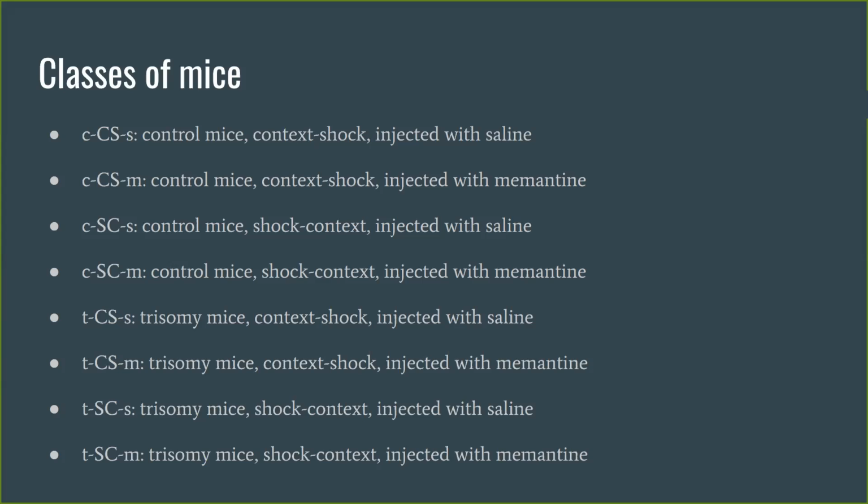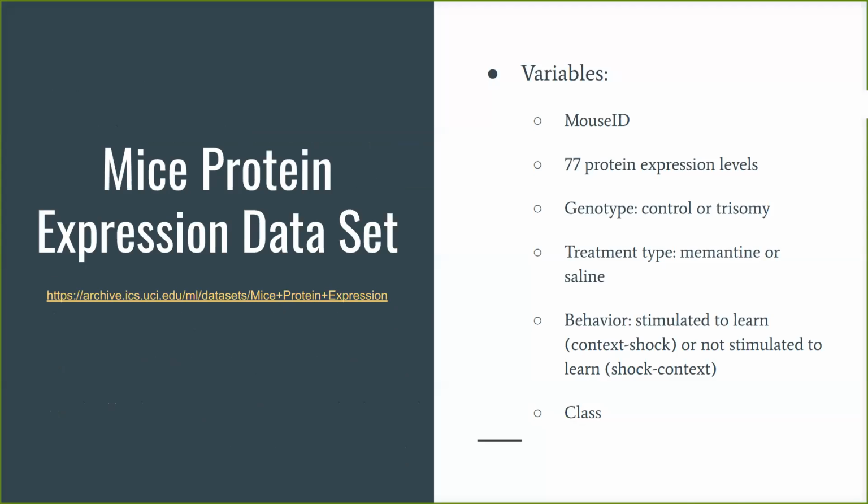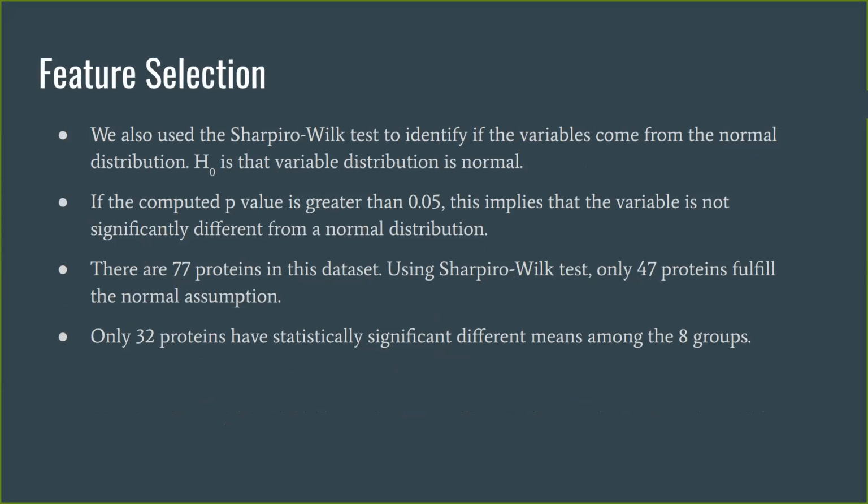When you did the feature selection, how many of the proteins were used? 32. Out of 77? Yeah. And you selected them based on p-value? Yeah. You use p-value.